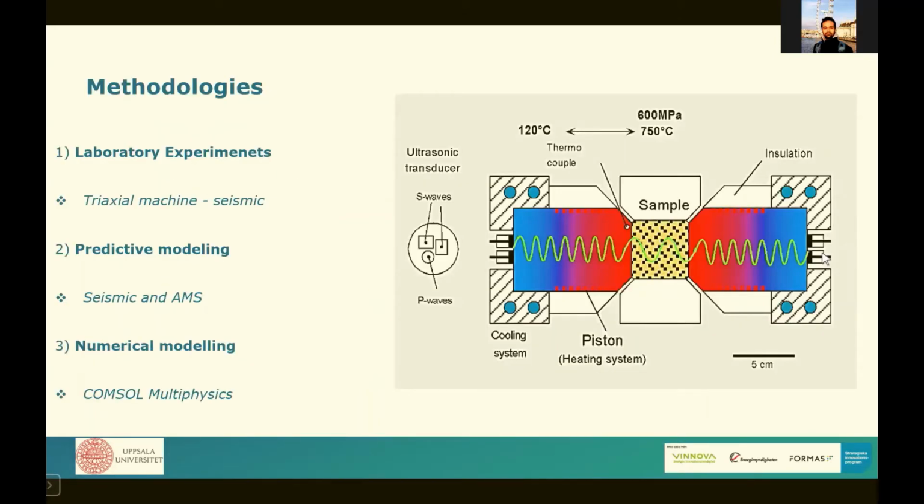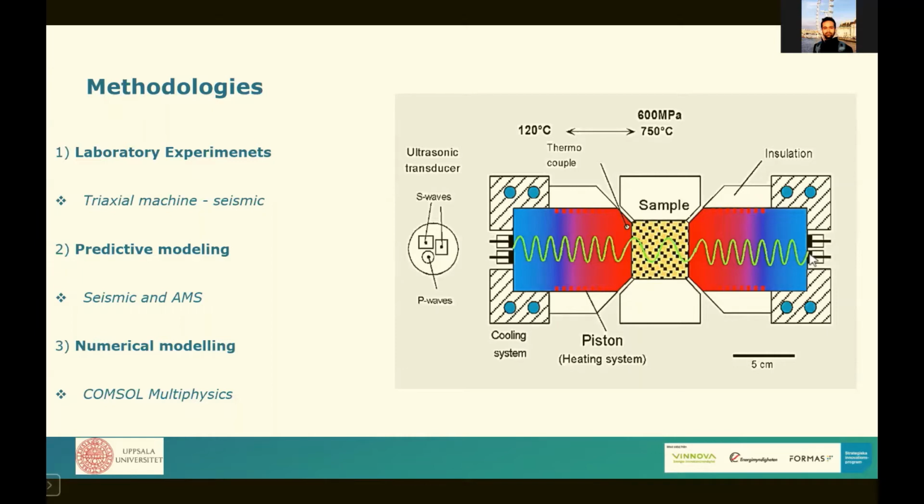So the methodology of such a test starts with a laboratory experiment. As we see here, I'm presenting a true triaxial machine. Over here is our sample. The sample is cubic and it will be placed between the 6 pistons. So we're just looking at the plane view of a sample with 2 pistons over here. From the ends of each piston, we will have a pressure wave and 2 shear waves propagating from one direction and receiving from the other direction.